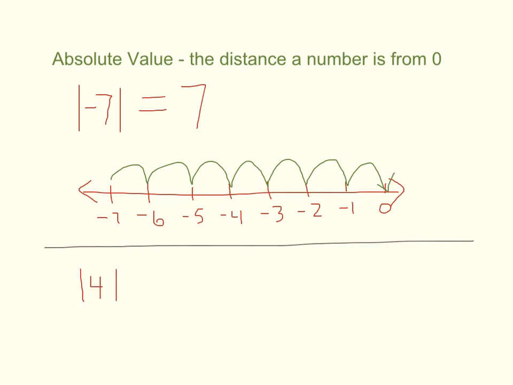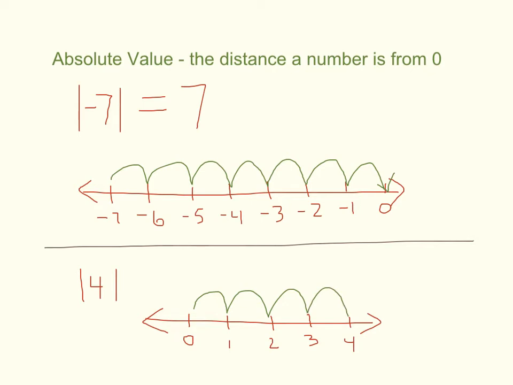So again, we've got another absolute value here because I've got two vertical lines around the number 4, and this wants to know the absolute value of 4. How far is that number away from 0? Again, if we draw our number line and count, we can see that 4 is 1, 2, 3, 4 units away from 0. And again, it's a positive 4 because distance is a positive number.